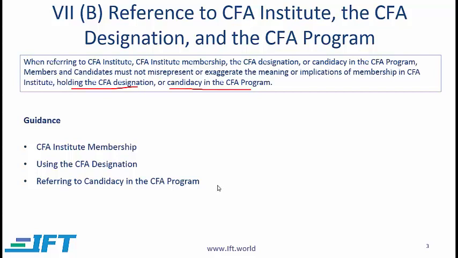I would strongly encourage you to read Exhibit 3 in the curriculum, which deals with the proper and improper references to the CFA designation. And I'll just give you a couple of examples. The rest you must read because this material is quite testable. So here is an example of a proper reference. Completion of the CFA program has enhanced my portfolio management skills. This is okay. Now, the following is not okay.